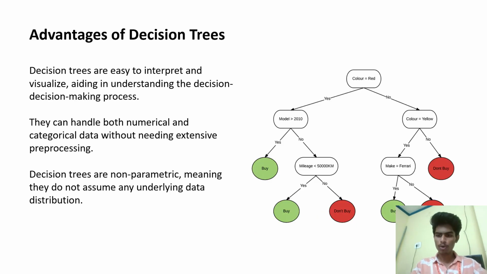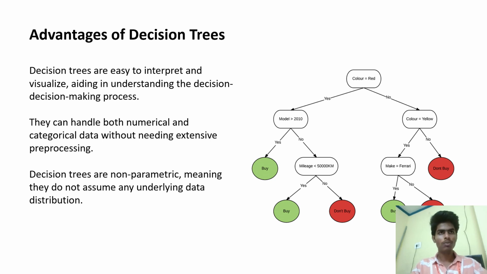Now we are discussing another advantage of decision trees. We know how decision trees work, the structure of decision trees, and the introduction to decision trees. But now we are seeing the advantages of decision trees. Decision trees are easy to interpret and visualize, aiding in understanding the decision making process.